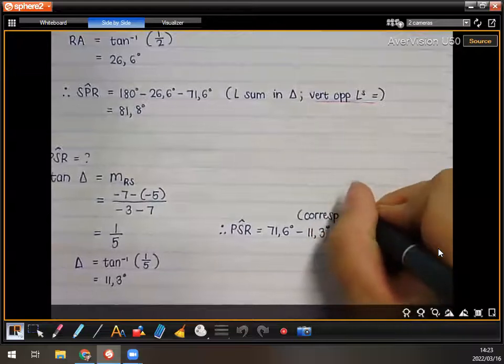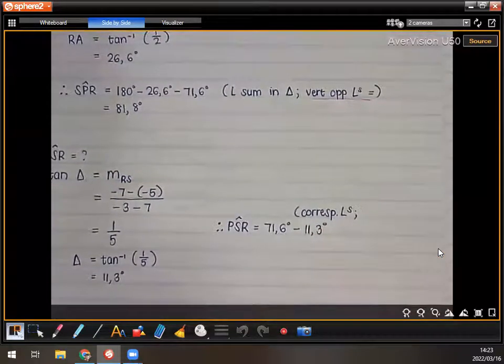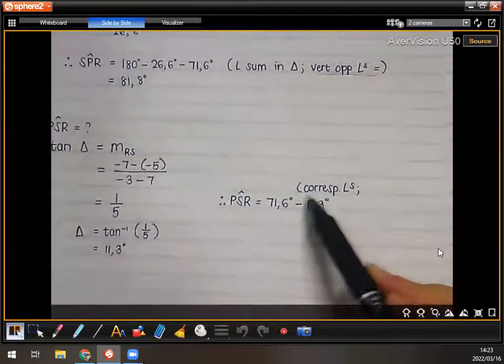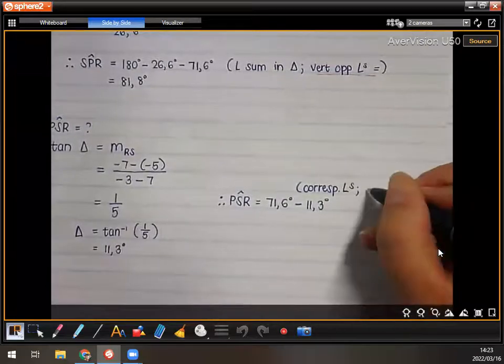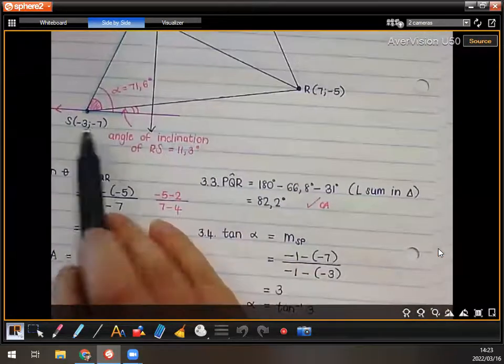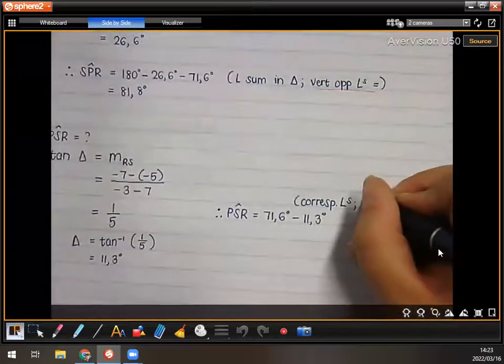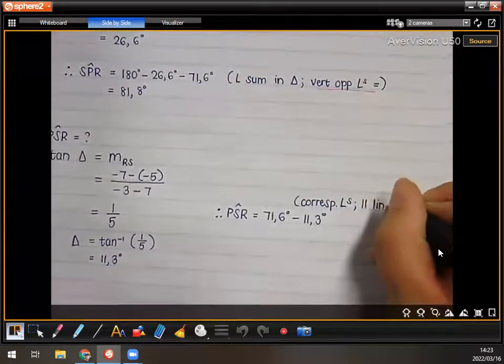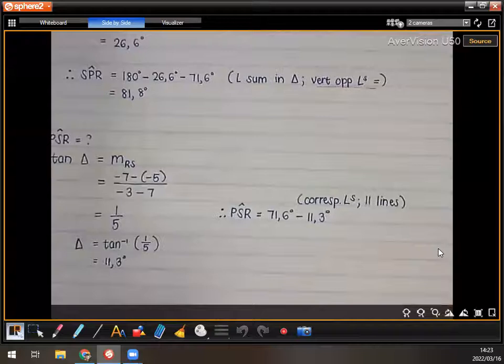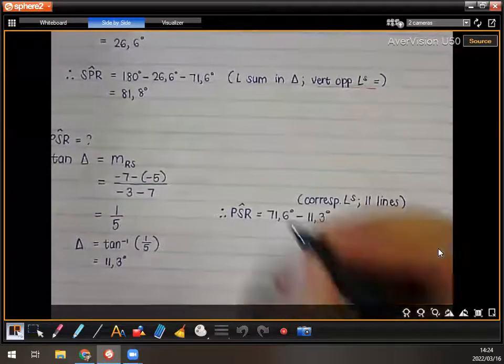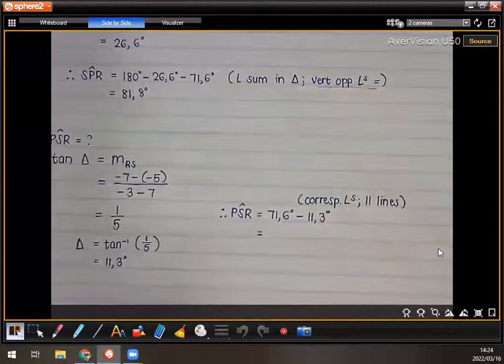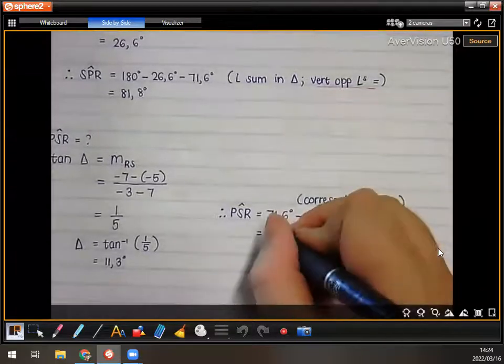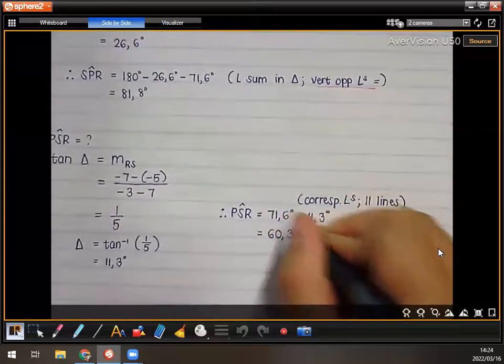This is another thing. You're also not allowed to just write CORR. You have to write it like this. Corresponding angles. And these lines don't have names, right? Because I actually drew this one in. So you just are going to have to write parallel lines. Remember, whenever you're using fuzzy X, one of those things that rely on parallel lines, you have to write that the lines are parallel. Okay. Now, what is this? Is this 60.3? 60.3 degrees. There we go.